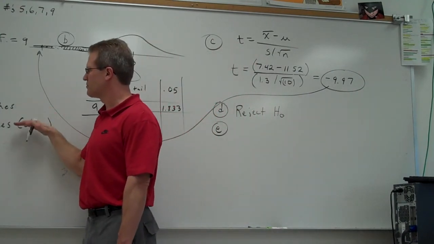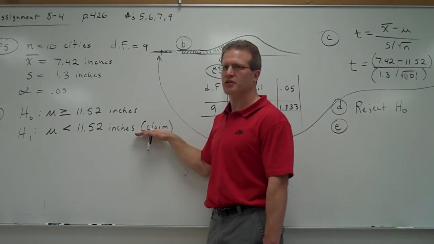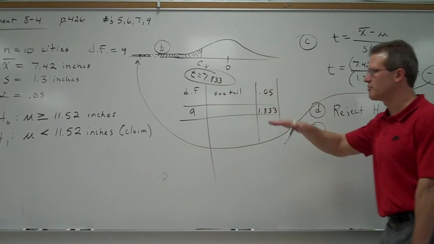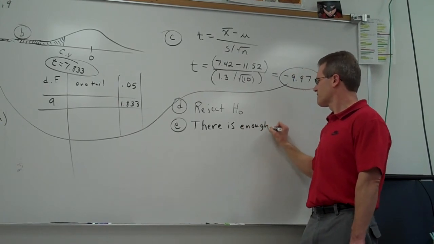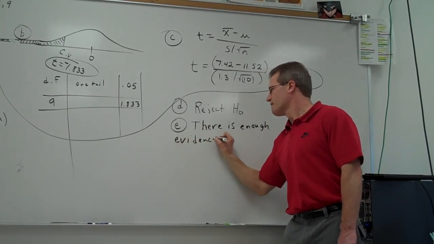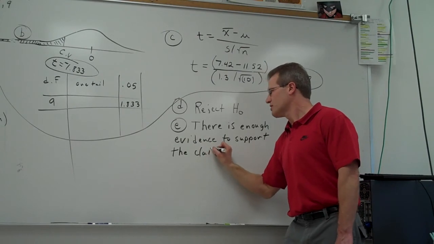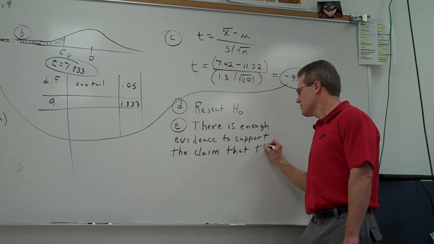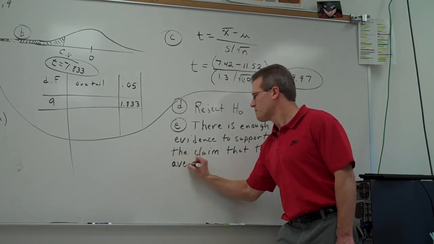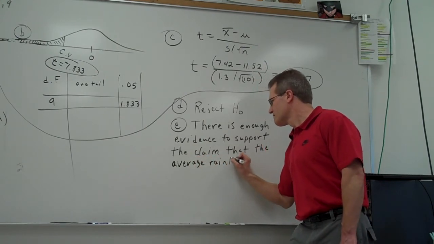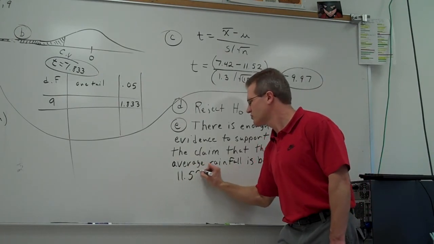Our claim is not in the null, though. Our claim's down here. So if rejecting this top line, rejecting the null, would we be supporting the second line or not supporting it? Supporting it, right. So if we're rejecting the null, that means there's enough evidence to support the claim. And then I want you to say what the claim is. The claim that the average rainfall is less than, or is below, 11.52 inches.